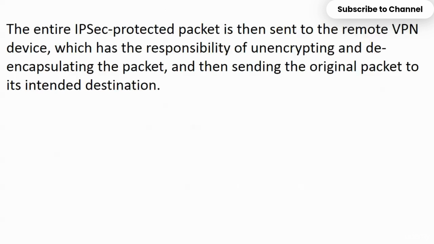Whew. A lot going on there. So then finally, after all that's done, the entire IPsec protected packet is sent to the remote VPN device. And of course, that device has to unencrypt and de-encapsulate the packet and then send the original packet to its intended destination. Whew. So you can see there's a lot going on there. So that sounds like a lot of overhead.